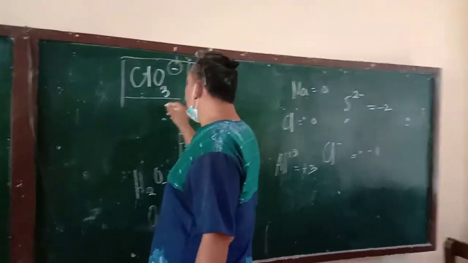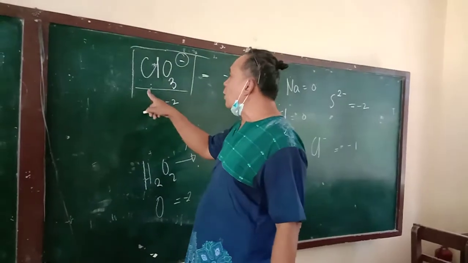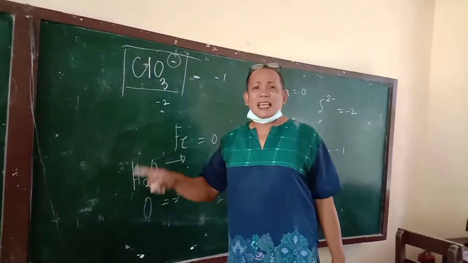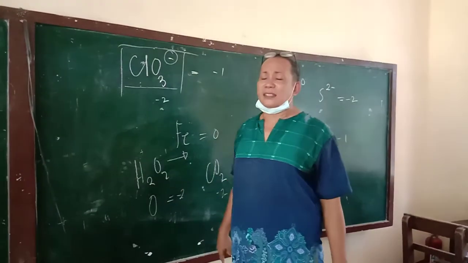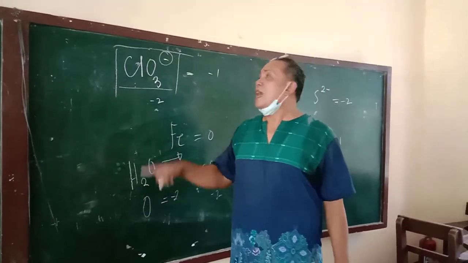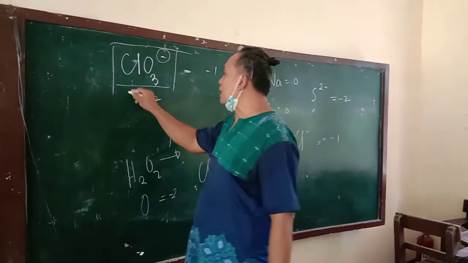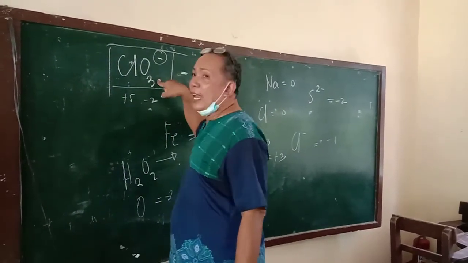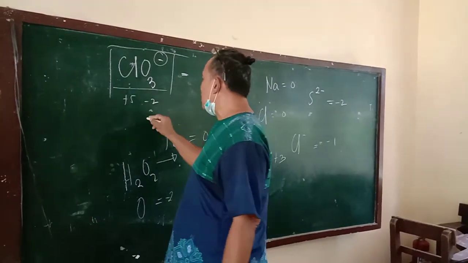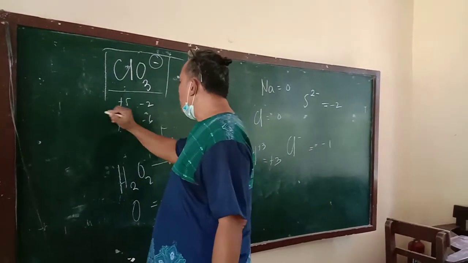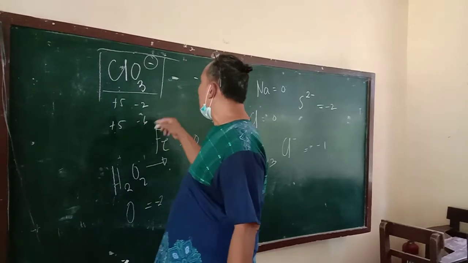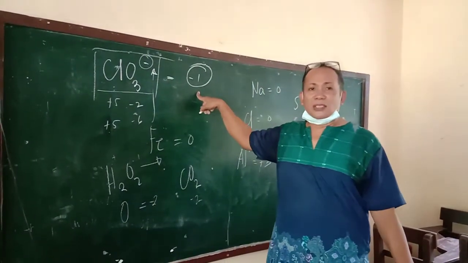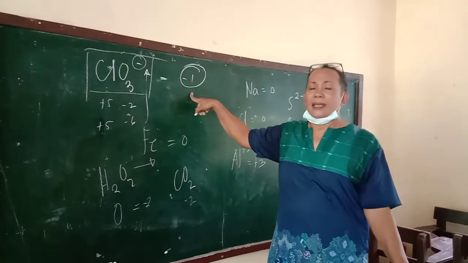We know that oxygen is -2, then chlorine, once it is paired with other elements, will change to +5. So 2 times 3 is 6, -6. Then +5, so +5 minus 6 becomes -1. That is why the total oxidation number is -1.